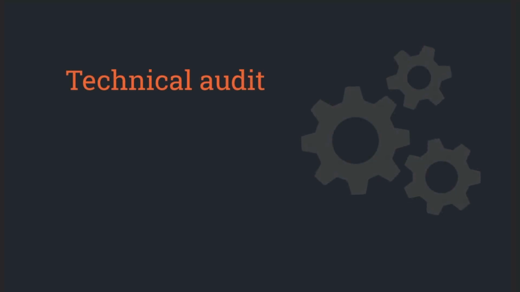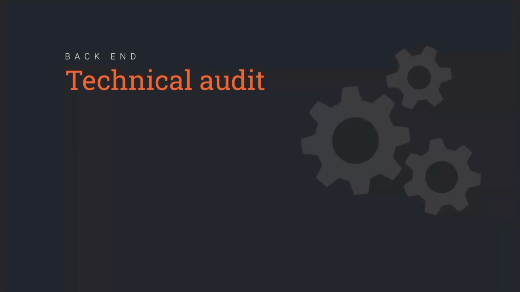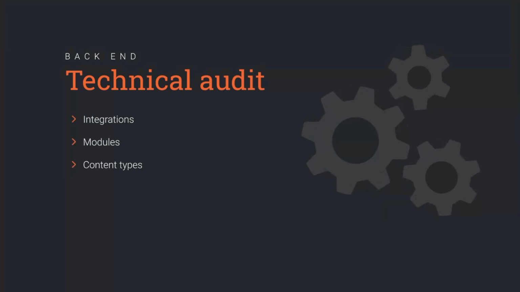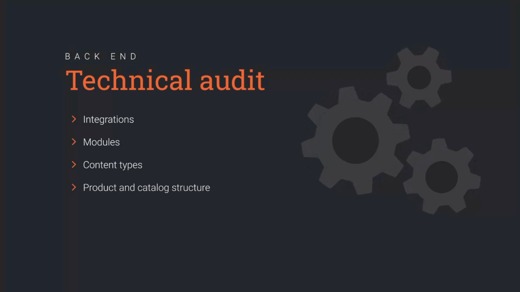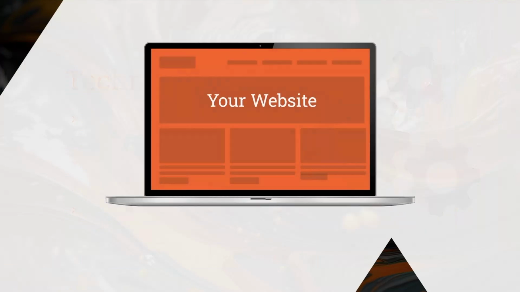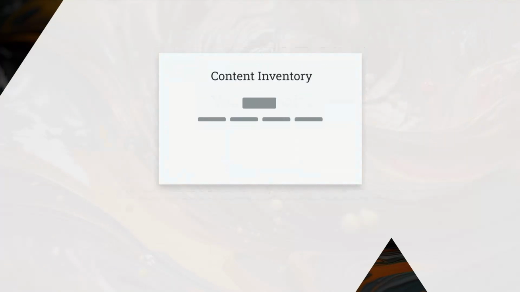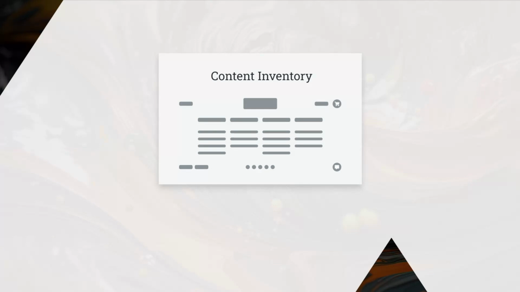To conduct a thorough technical audit, our software architect will require access to your site's backend to review its overall structure. They'll be focused on identifying required integrations, modules, content types, noting product and catalog structure, and especially any custom features and functionality. Meanwhile, on the front end of your website, our designers conduct a content inventory, exploring the site's menu structure, content pages, content types, workflows, and notable features and functionality.